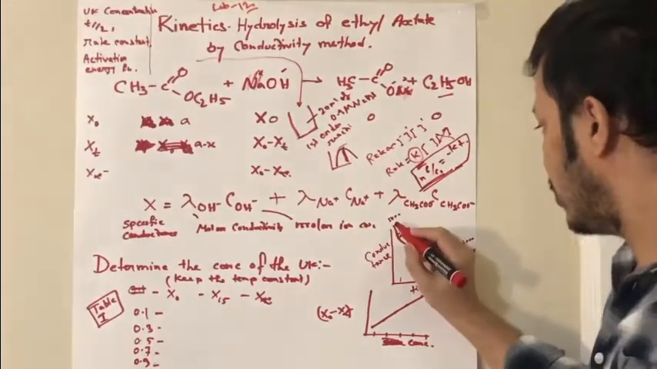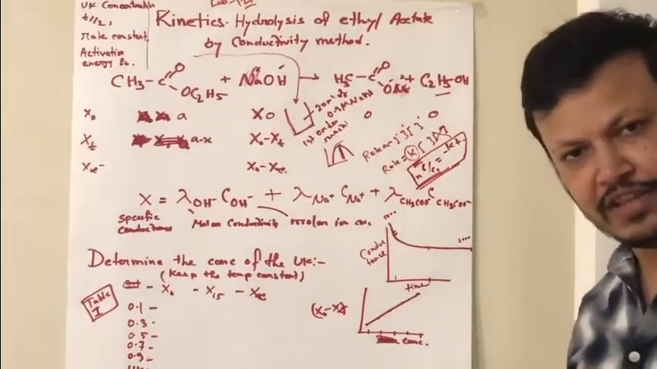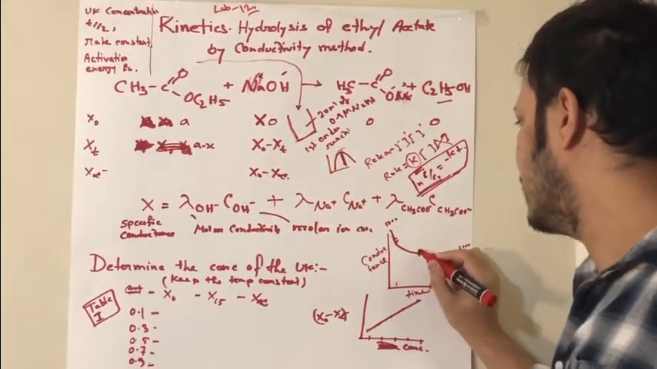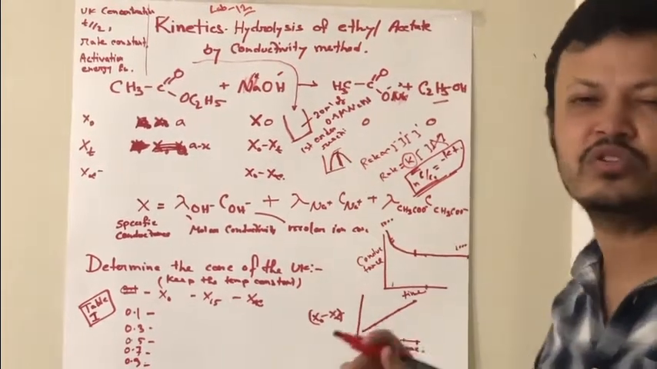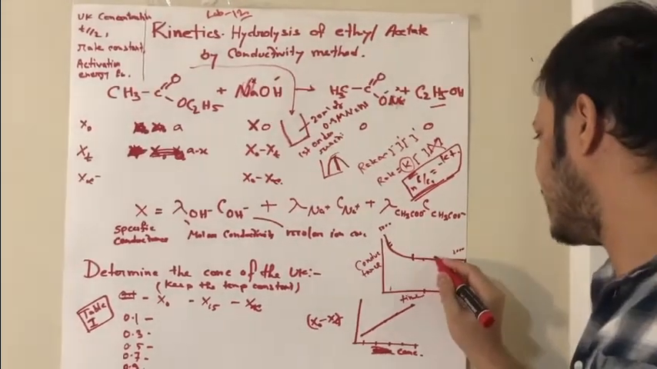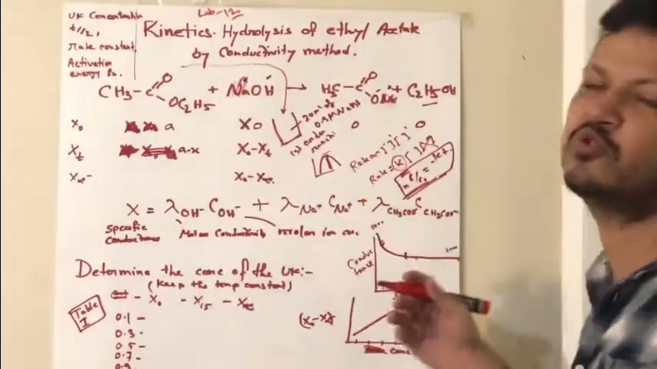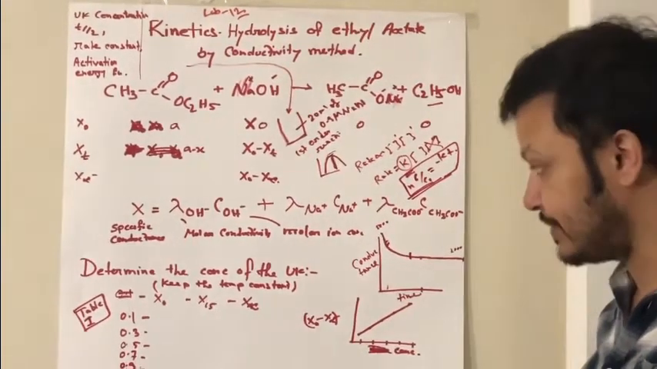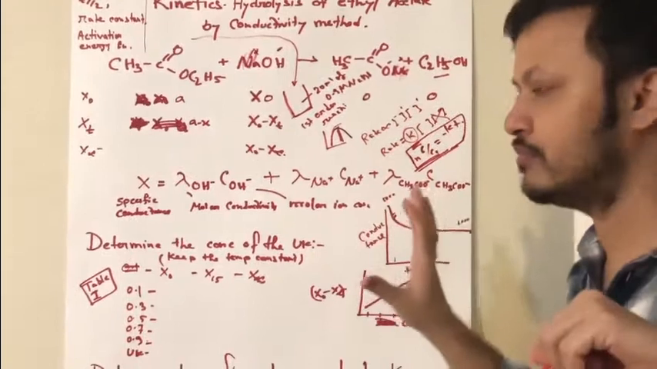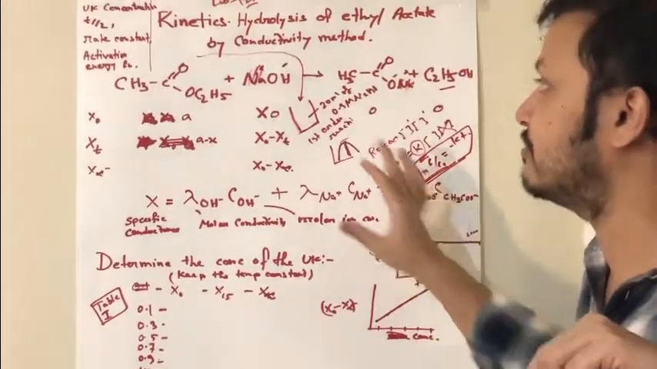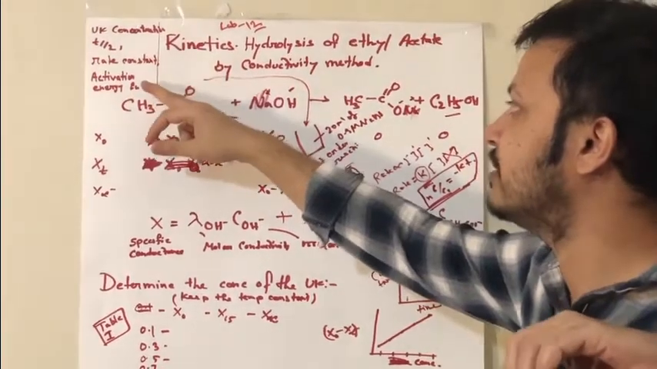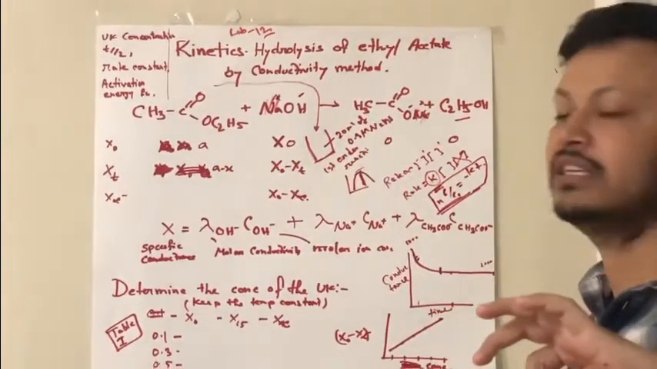At the beginning it will decrease very sharply, but after around 15 minutes you will see that it is not going to decrease that much. Then after some time there will be a plateau, where there is actually no change of the conductivity. So by using this technique, we will try to find out the unknown concentration, half-life time, rate constant, and activation energy.